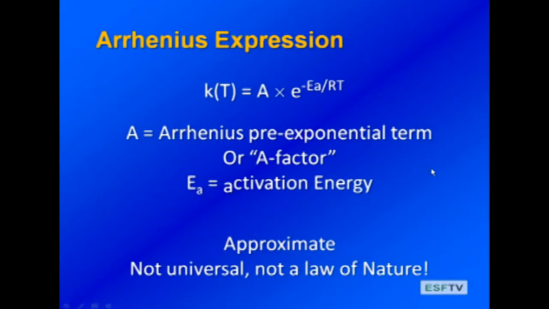All right, on the screen we have the Arrhenius expression. The rate constant is equal to a pre-exponential term multiplied by an exponential term. The pre-exponential term, symbolized by A, is called, with some imagination, the Arrhenius pre-exponential term, or for short, the A factor, and that's how it's listed in the reference work, as you'll see. E subscript A is the activation energy. E for energy, subscript A for activation. It's important to note that this is approximate, it's not universal, and it's not a law of nature. But it's very useful.